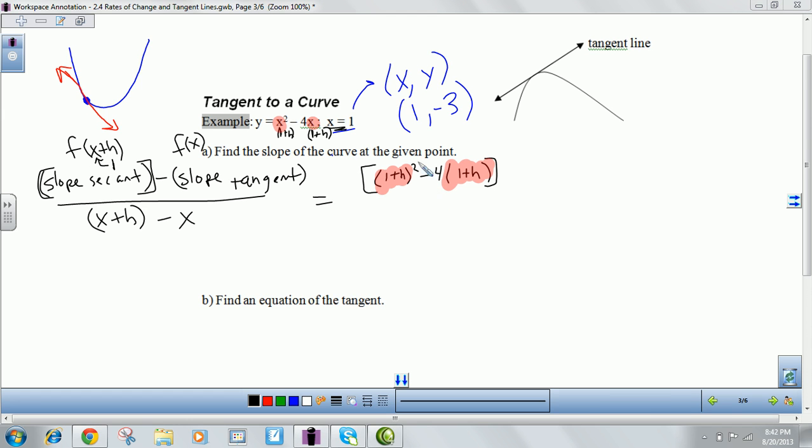If you need to stop the video and go back, that's fine. Then minus, I'll put this in brackets, the f of x part. So now all we're doing is plugging x in there, and it's already done for us. So it's just x squared, whoops. But instead of x, I'm going to use 1 because we know what x is. So it's going to be 1 squared minus 4 times 1.